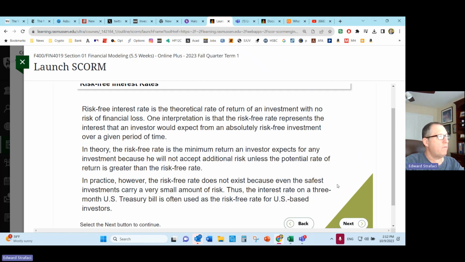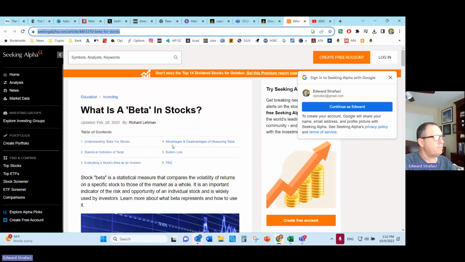Risk-free rate is the theoretical rate of return on investment with no risk. In theory, the risk-free rate is the minimum return an investor expects from any investment, because he will not accept additional risk unless the potential rate of return is greater. In practice, however, the risk-free rate doesn't exist because even the safest investment carries small risk. Thus, the interest rate on the 3-month Treasury bill is often used. Or I also think the 10-year is another example.